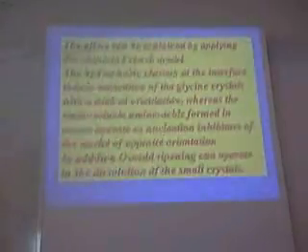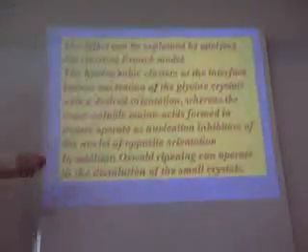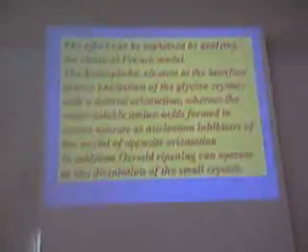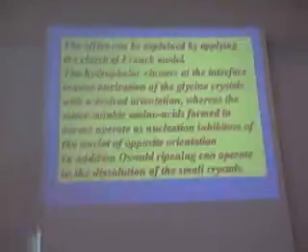And the effect can be explained by applying the Coulomb force to hydrophobic clusters, which induce the nucleation of glycine crystals with a desired orientation, whereas the water-soluble amino acid formed in excess operates as a nucleation inhibitor of the nuclei of opposite orientation. In addition, ripening can operate in the dissolution of the small crystals. So this is another example, an extension of the Frank model to centrosymmetrical crystals, not to enantiomorphous ones, where they can really induce separation of enantiomers.